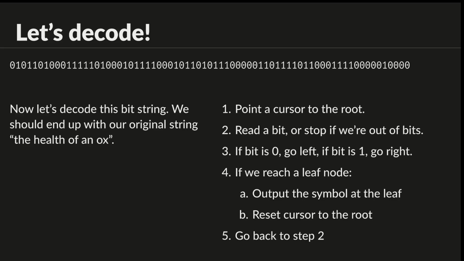So we start by placing a cursor at the root of the tree, and then we're going to read a bit, one item at a time. When we see a 0, we're going to update the cursor for the tree to point to its left child. And if we see a 1, we're going to point it to the right child. When the cursor ends up at a leaf node, we're going to stop. We've reached the encoded data, and we're going to output whatever symbol is there. We'll reset the cursor back to the root of the tree, and then we're going to continue doing that until we run out of bits.